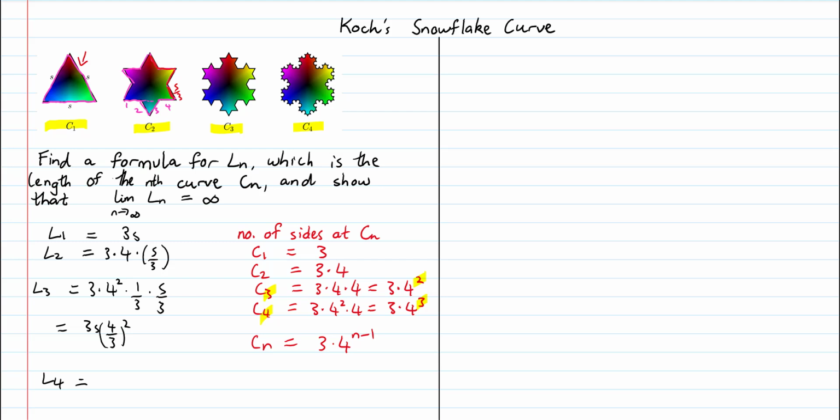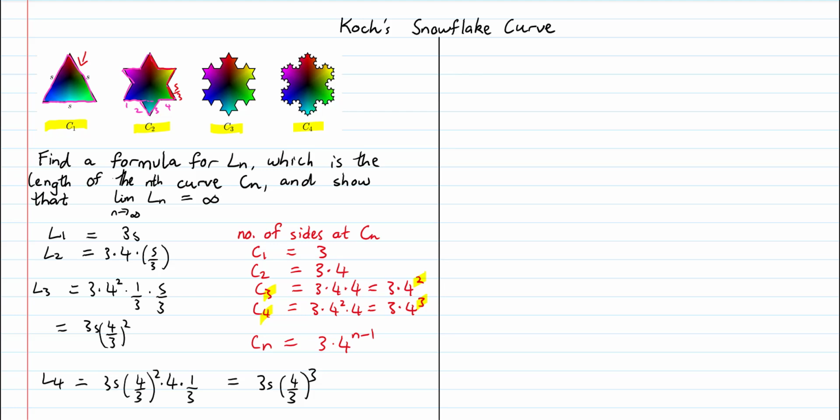We can take the length of L3, so that's 3S times (4/3)², and we've got 4 times the number of sides, so we multiply it by 4, but each side length is 1/3 the length of the previous iteration. So we multiply by 1/3, and simplifying that, we get 3S times (4/3)³. So we can start seeing a pattern forming here.